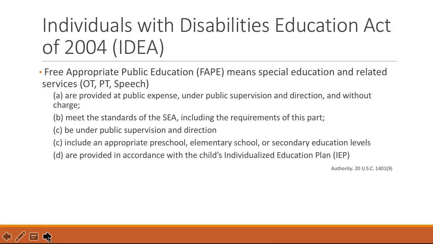A free and appropriate education means that special education and related services, including OT and PT, include the following. First, that they're provided at the public's expense under public supervision and direction and without charge, that they meet the standards of the SEA, including the requirements of this part, include an appropriate preschool, elementary school, or secondary education levels, and are provided in accordance with the child's individualized education plan.